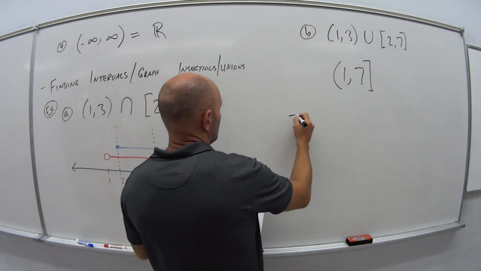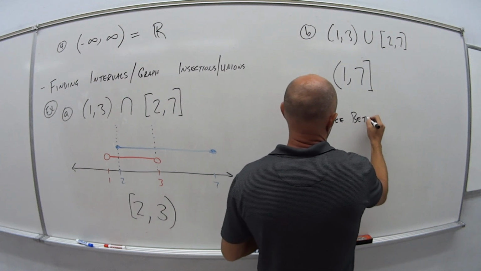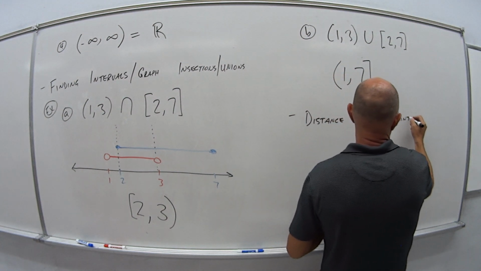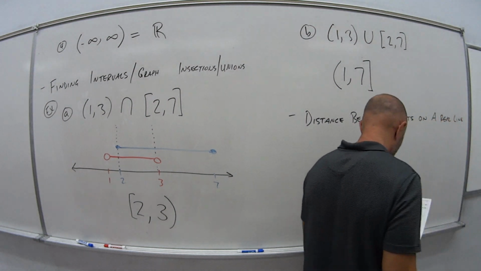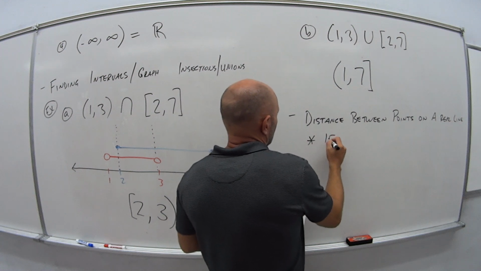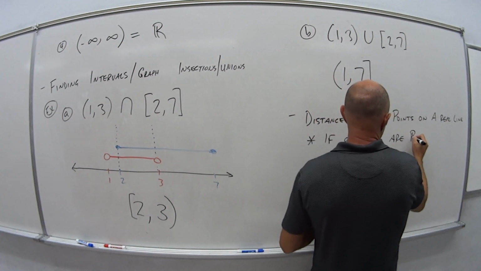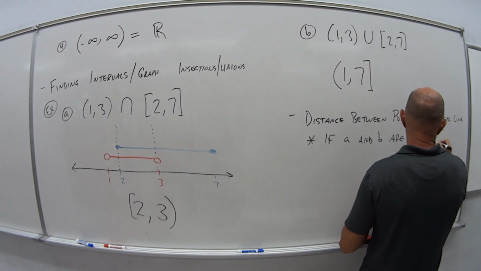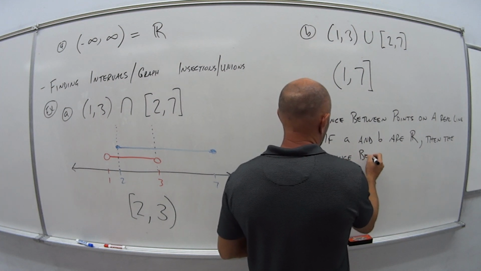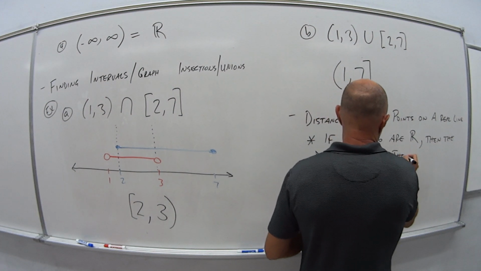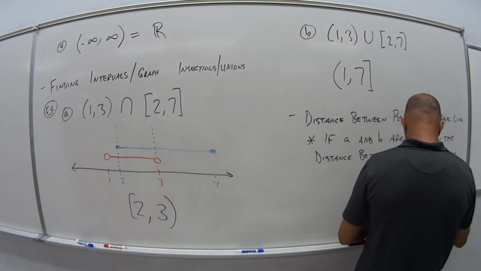And then last of this video, we're going to look at distance between points on a real line. So we have the following. If A and B are real numbers, then the distance between them on a real line is given by the following.